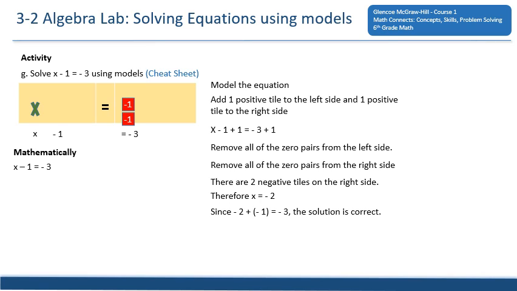If we look at it mathematically, x minus 1 equals -3. We're going to add 1 to each side to get x all by itself. So x plus 0 equals -2. X equals -2.